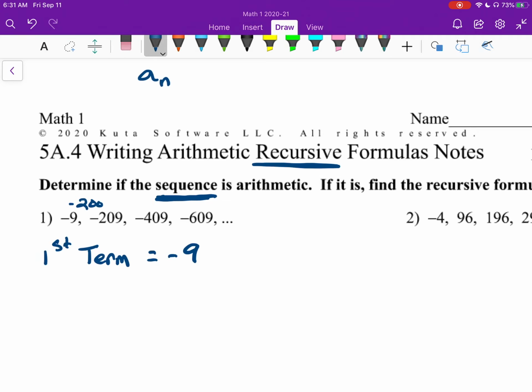So A, and that's not very pretty, let me rewrite that. A sub n. A is like the term, right? N means the numbered term. So we talked about -9 being the first term. That means that A sub 1 is -9, meaning that the first term is -9. We could say that A sub 2, well, we look at our formula, is -209.